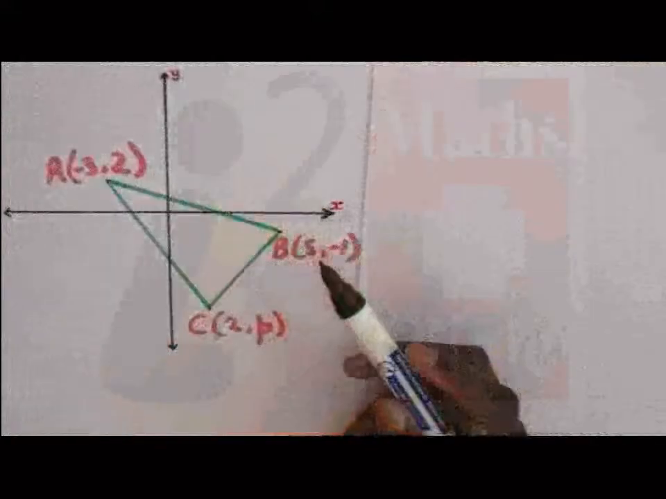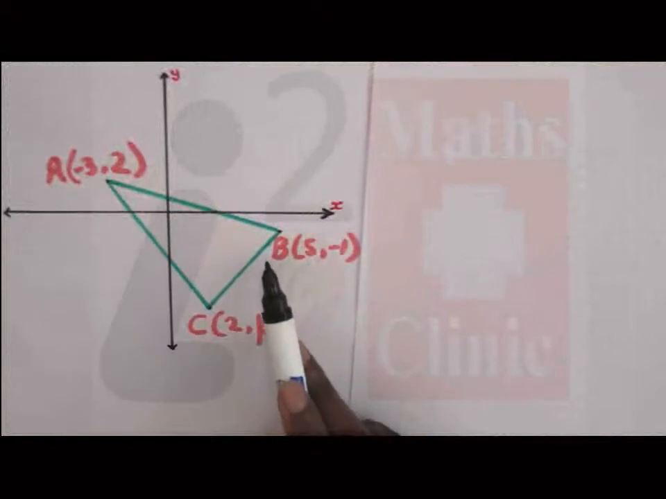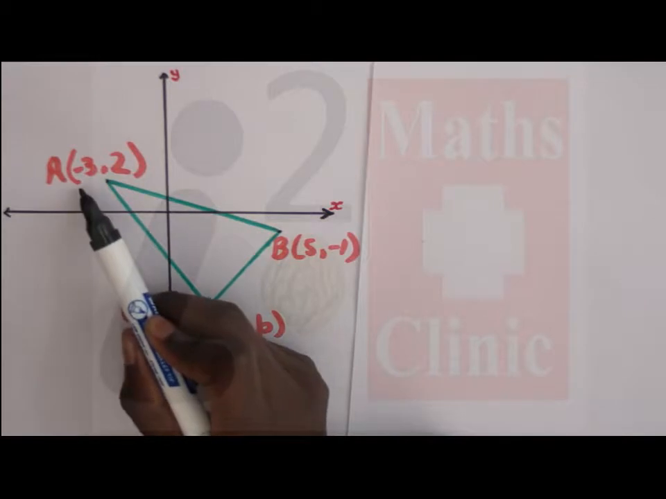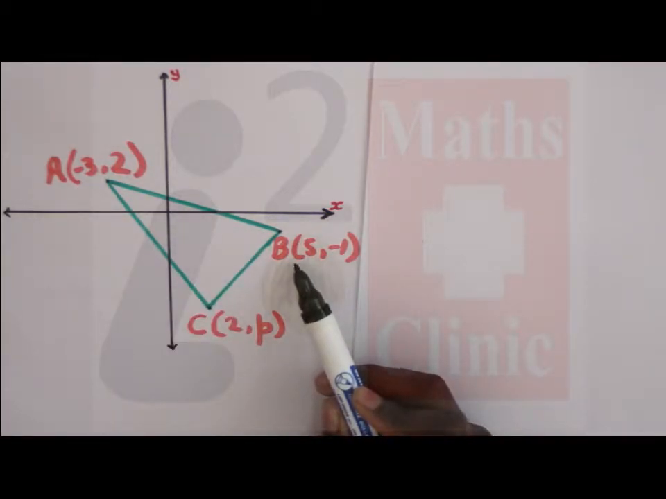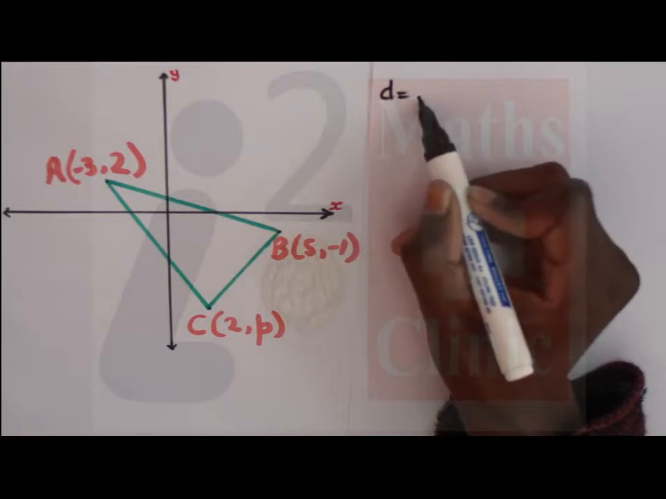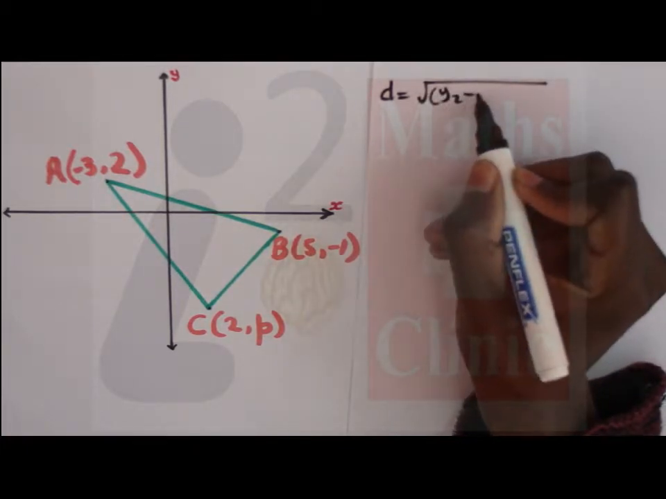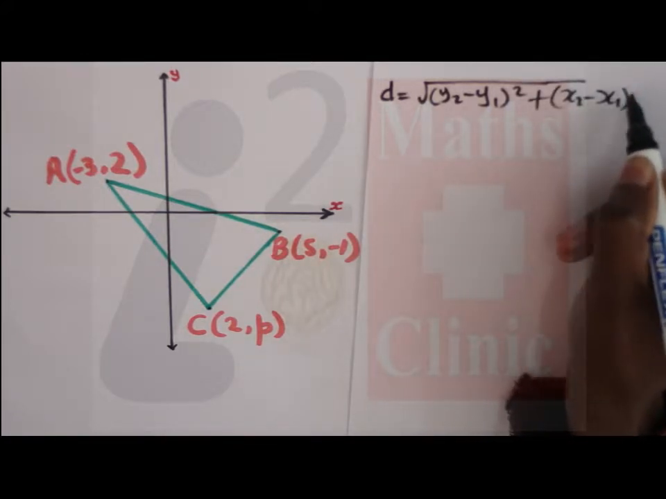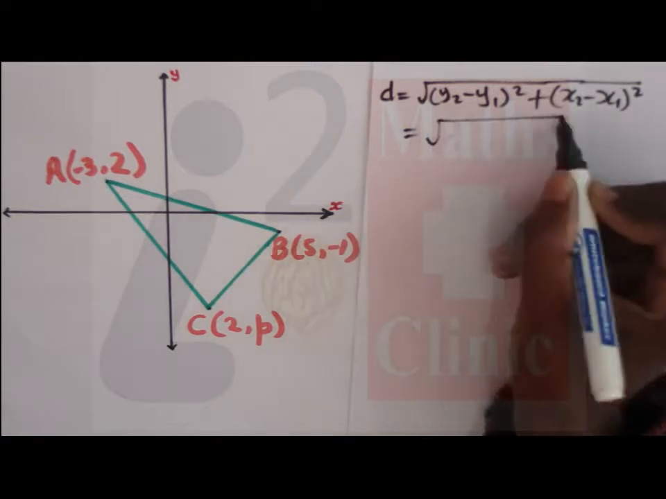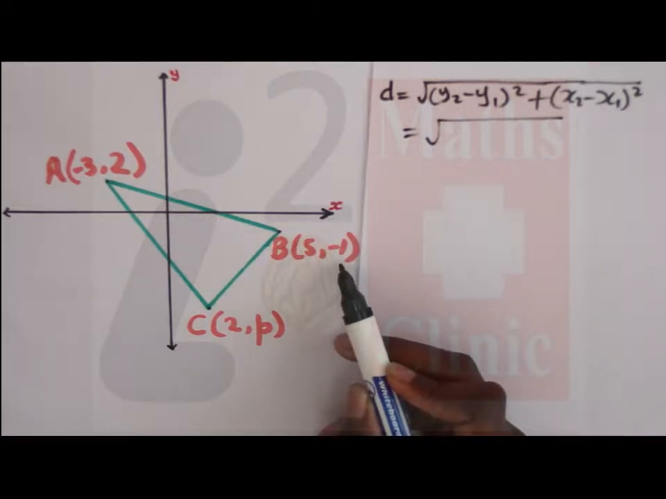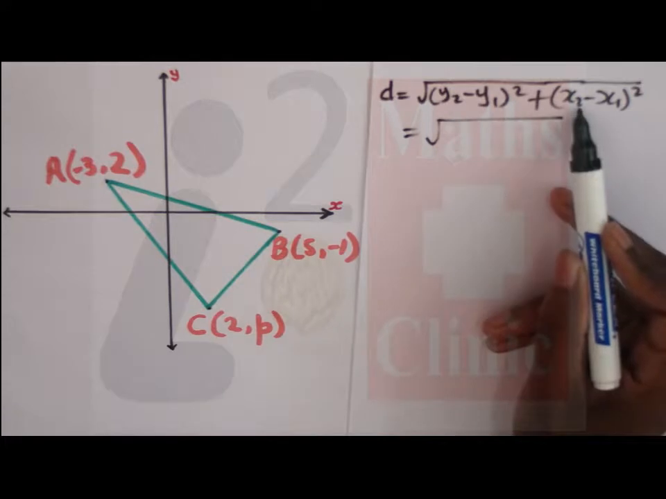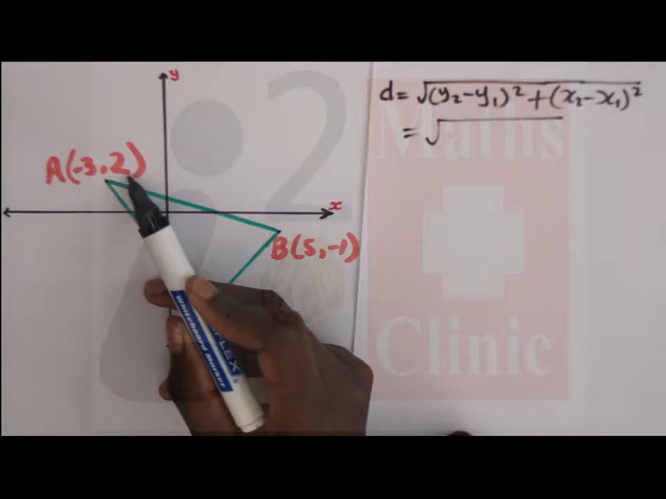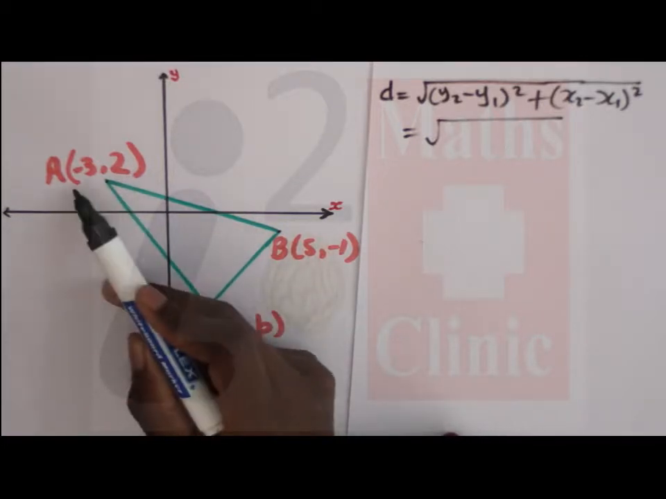So the first thing you must do is decide between A and B, which point you will make point number 1 and which point number 2. So A I will make point number 1, B point number 2, because we will use the formula to calculate the distance AB: square root of (y2 minus y1) squared plus (x2 minus x1) squared. Okay, so y2 is the y value of point number 2, and x2 is the x value of point number 2.